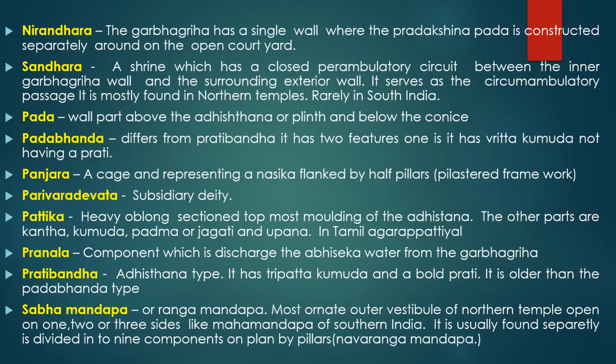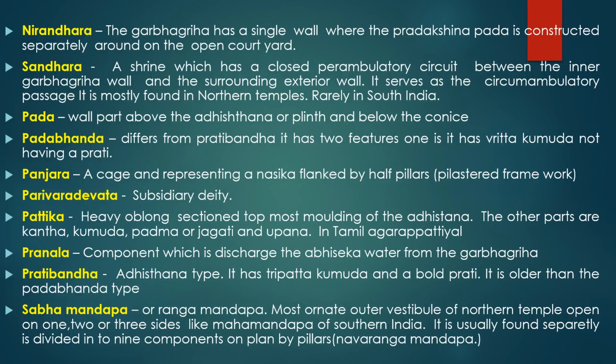Pada: the wall part above the Adhisthana or plinth and below the cornice. Padabandha differs from Pratibandha Adhisthana. It has two features: one is Vritta Kumuda, not having a Prati. Panjara: a cage, representing a Nasika flanked by half pillars. The plastered framework will be there on the walls of the Garbhagriha. That is Panjara.